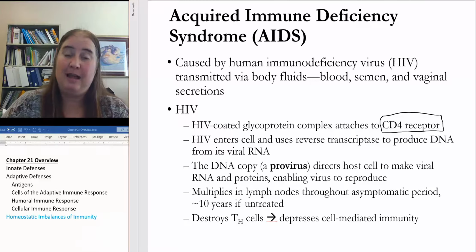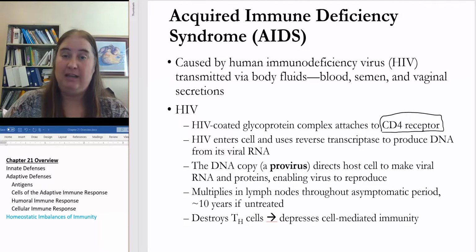Okay? Now, there's an asymptomatic period, okay, that can actually be up to 10 years where those virus particles are just replicating. They're just dividing. And they're making more virus and more virus. And they just kind of sit around in your lymph nodes.